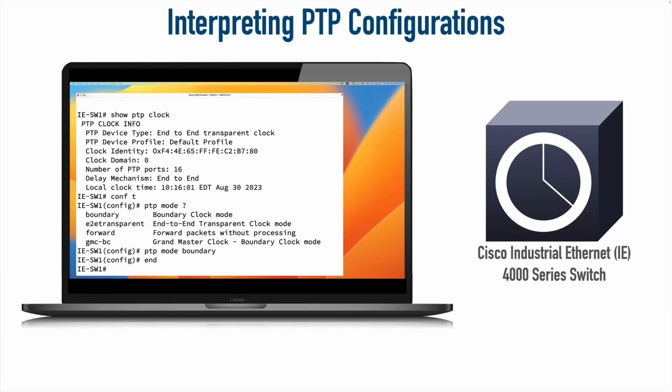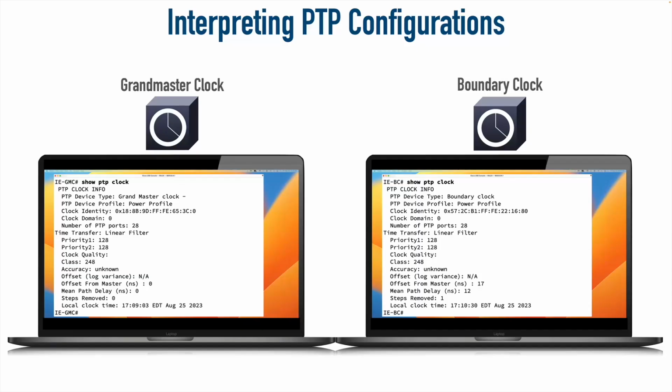Now let's look at a couple of other examples. Let's say that we've got a Grandmaster clock and a boundary clock. If I say show ptp clock on both of these, if we look at the PTP device type on the Grandmaster clock, it says we're a Grandmaster clock. If we do that on the boundary clock, it tells us we're a boundary clock. Also, if we look a bit lower in the output, we can see that the offset in nanoseconds from the master clock is 0 on the Grandmaster clock because we are the master clock. And there is no path to have a delay, so the mean path delay is 0 nanoseconds, and the steps, in other words, the number of clock hops away from the Grandmaster we are, is 0 because we are the Grandmaster.